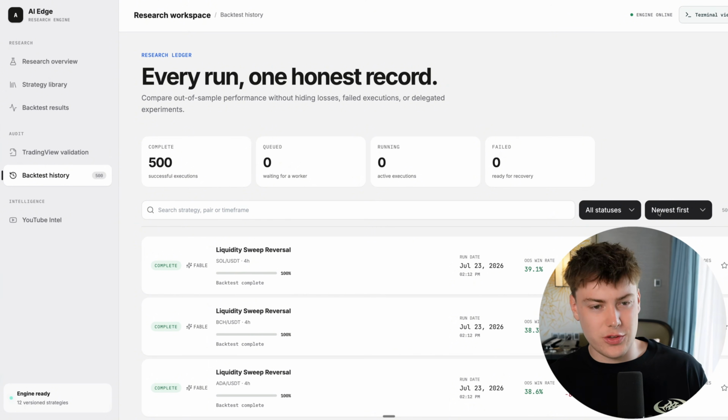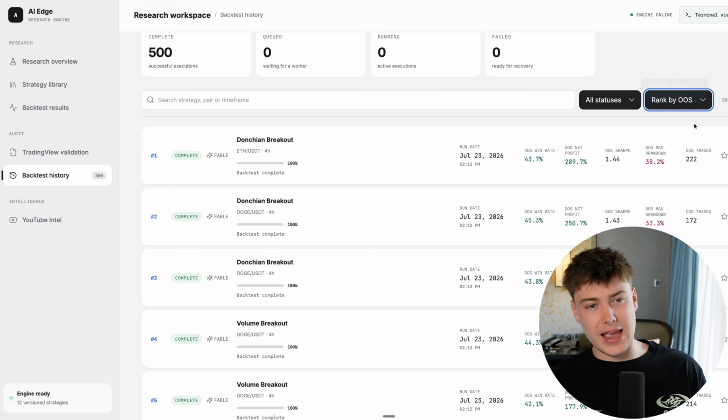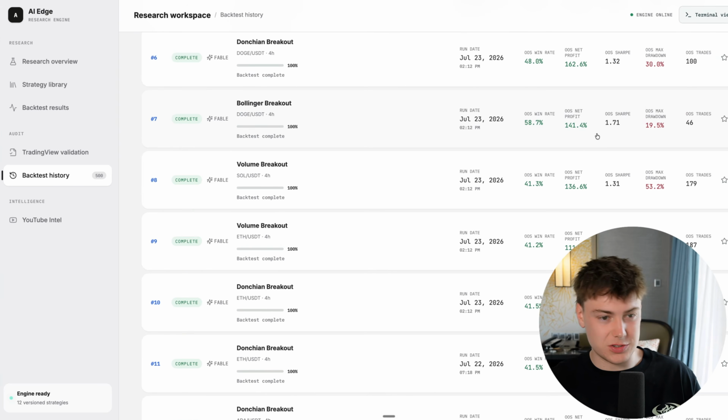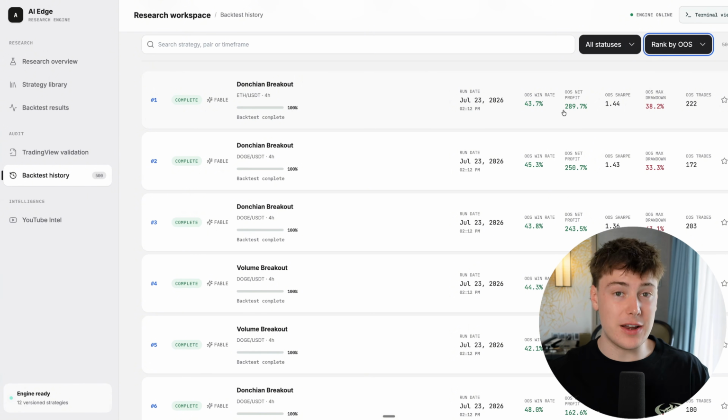All right, so we have the results. 500 executions. So I'm going to rank by out of sample so I can actually see what performed. So now this is in order of performance. So the number one strategy received a 289% return out of sample. Out of sample is the final 30%.